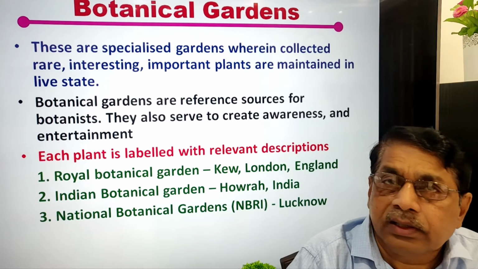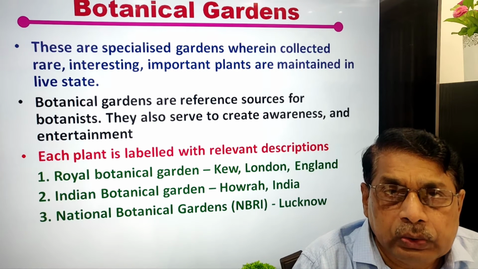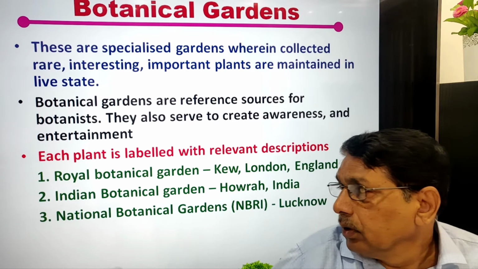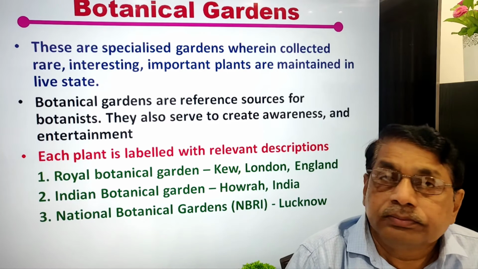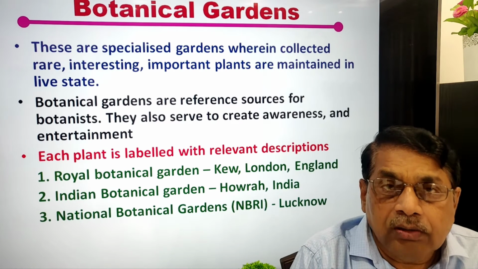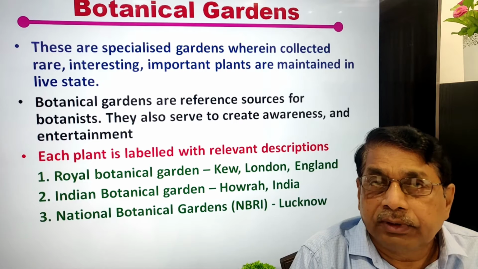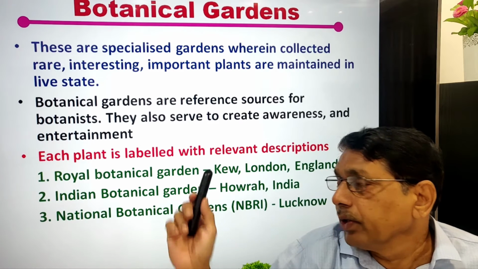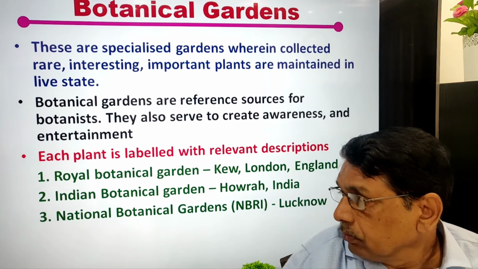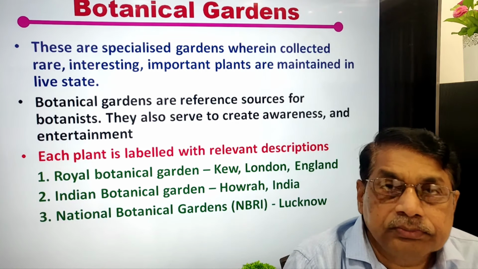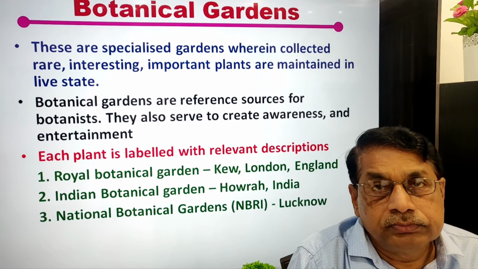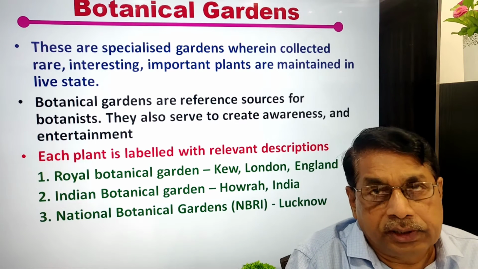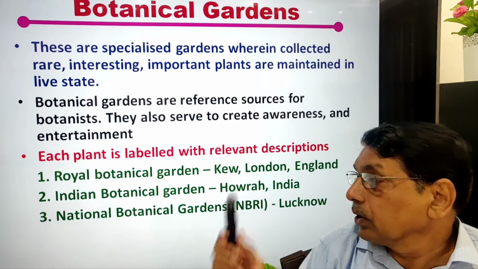Royal Botanical Garden. It is in Kew, London, England. Royal Botanical Garden. Indian Botanical Garden. It is in Howrah, near Calcutta, in our country. Now it is known as the Jagadish Chandra Bose Botanical Garden. National Botanical Gardens in Lucknow, attached to the National Botanical Research Institute, maintained by that institute. It is in Lucknow.